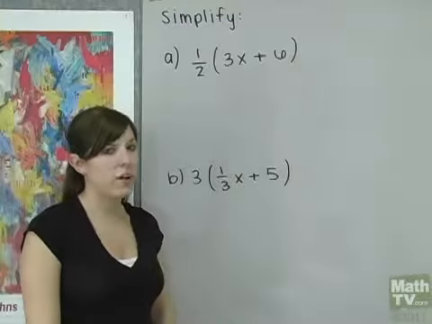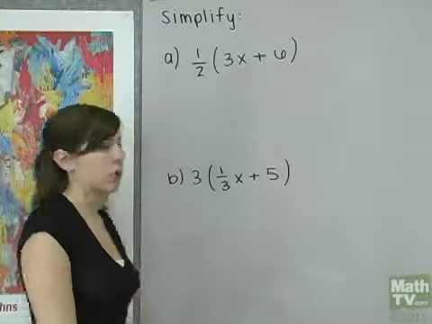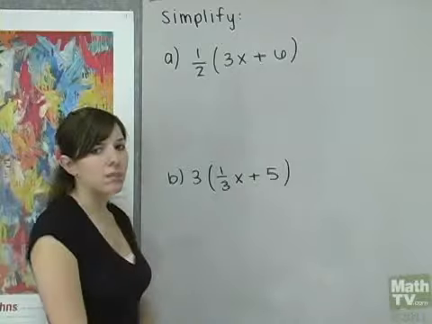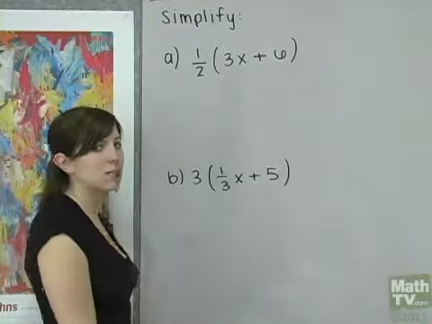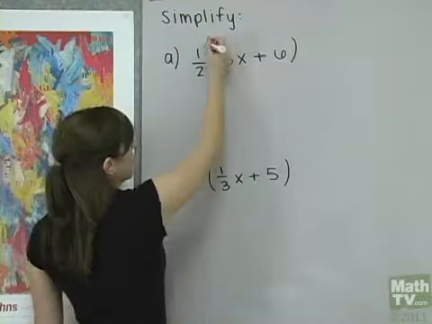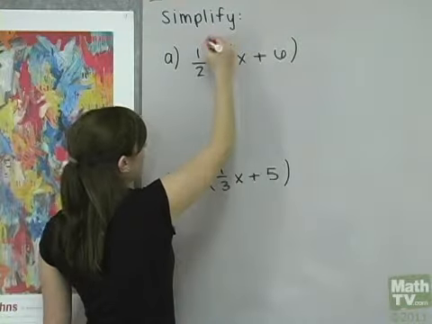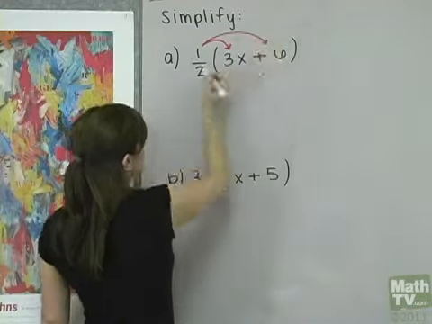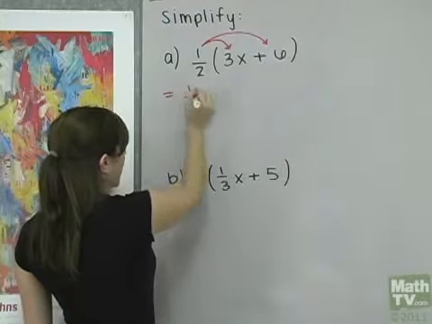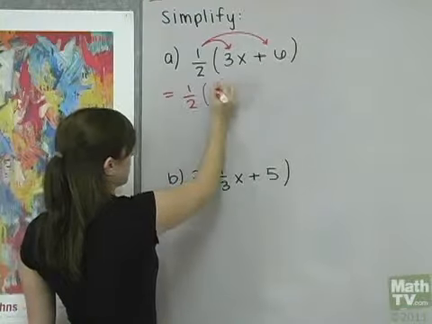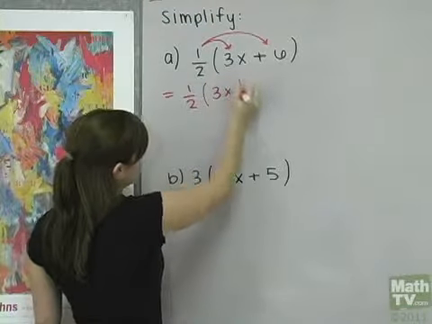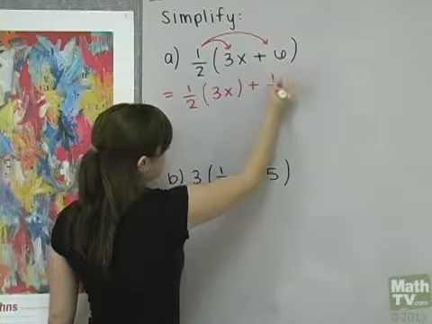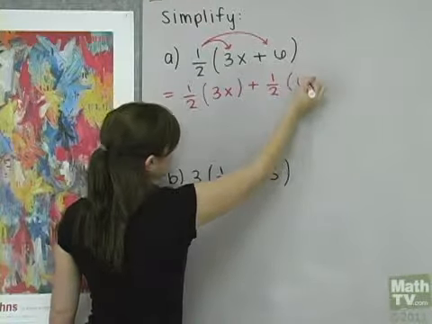Today we're going to simplify the following expressions using the distributive property. So in A we have 1/2 times the quantity 3x plus 6. Applying the distributive property, we're going to multiply 1/2 times 3x and 1/2 times 6. So we get 1/2 times 3x plus 1/2 times 6.